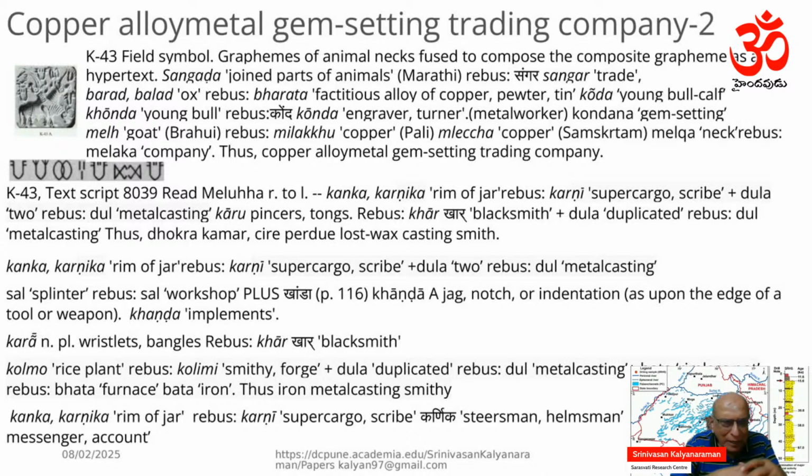Trading company. In another description, K43. The animal necks are fused. So there are two animals fused into one body, creating the composite grapheme. What is the composition? Chakadam, joining parts. Sangadam. So an ox is joined with a unicorn. Bharat, ox. Similar sounding word, Bharata, practices alloy. Joined with a bull, Koda, young bull. Konda, engraver. Kondana, gem setter. So gem setter dealing with practices alloy of copper and pewter. That's why the fusing is taking place.